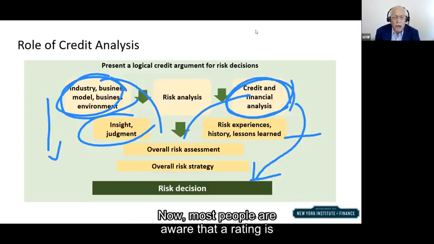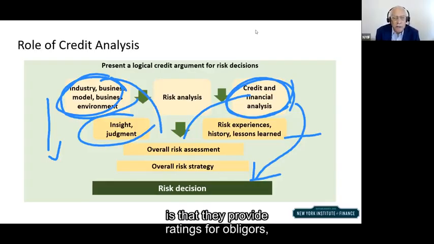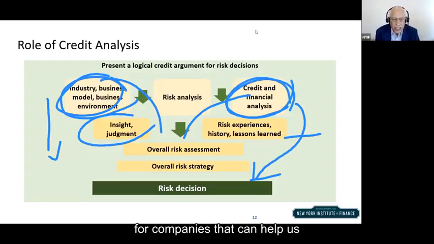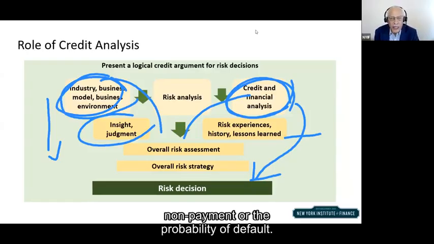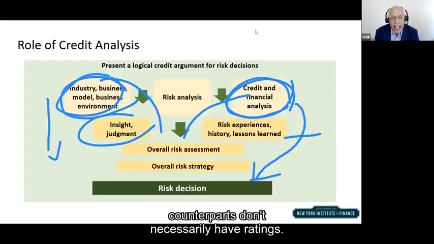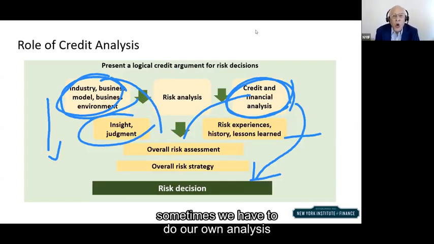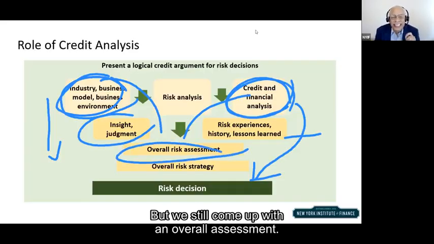Now, most people are aware that a rating is something that Fitch, S&P, or Moody's will offer. So Fitch, that's what they do, is that they provide ratings for obligors, for companies that can help us understand the risk of non-payment or the probability of default. The vast numbers of borrowers and obligors and counterparties don't necessarily have ratings. So as institutions or banks or lenders or investors, sometimes we have to do our own analysis and come up with our own judgment. But we still come up with an overall assessment.